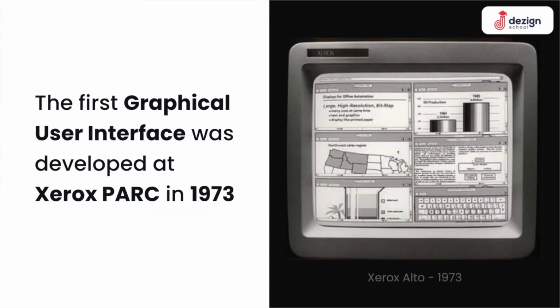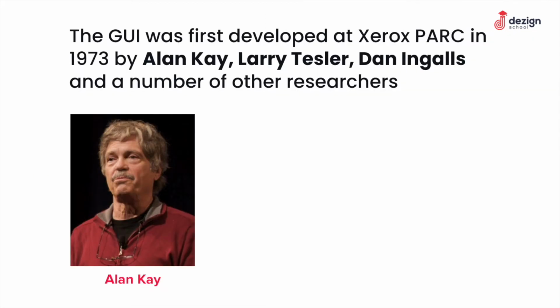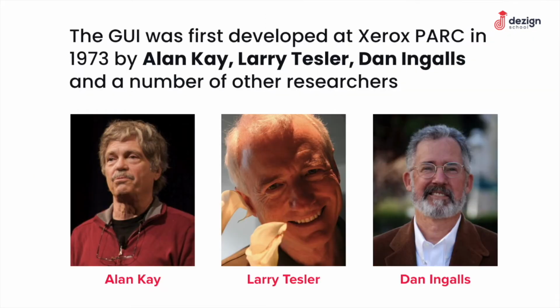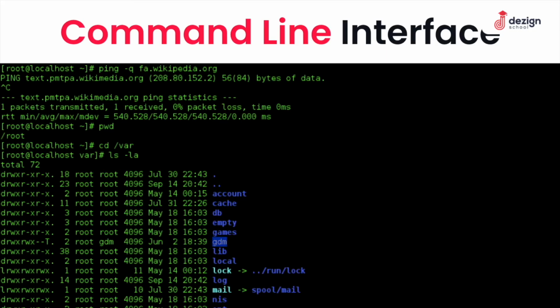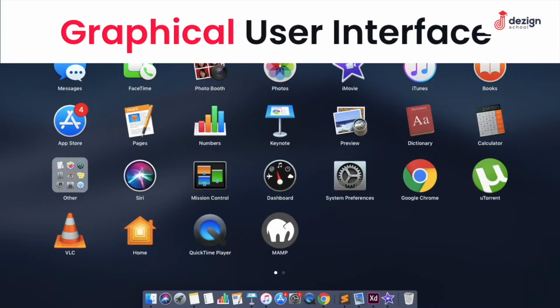Inventor of user interface. The first graphical user interface was developed at Xerox PARC in 1973 by Alan Kay, Larry Tesler, Dan Ingalls, and a number of other researchers. Earlier we used the command line user interface. At that time, we had to code a lot of lines to achieve any one task. But through the graphical user interface, we complete any task very easily.